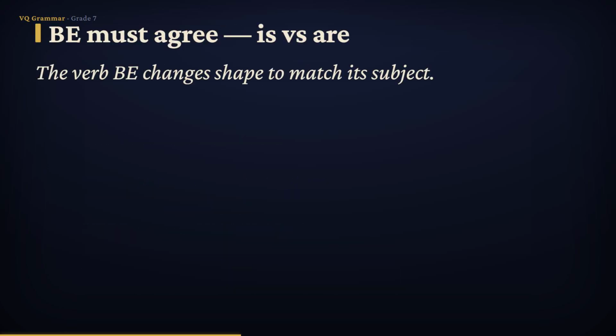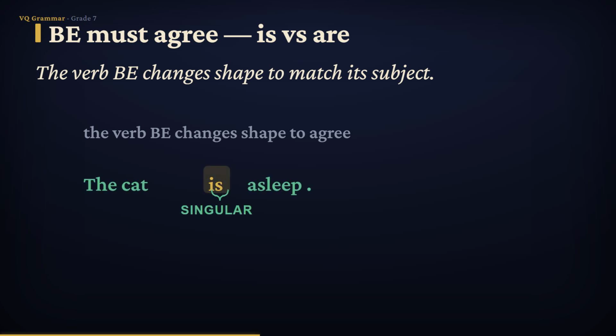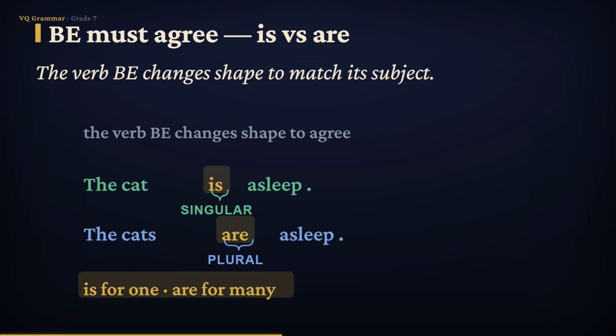Some verbs are irregular, and the most important one is the verb be. It doesn't just add an S, it changes shape completely. With a singular subject, be becomes is. The cat is asleep. With a plural subject, be becomes are. The cats are asleep. Same rule underneath though. Is for one, are for many. So always match be to the number of its subject.